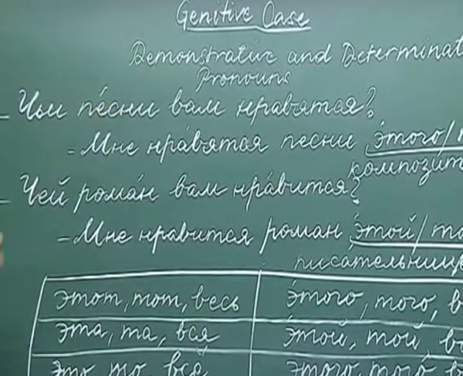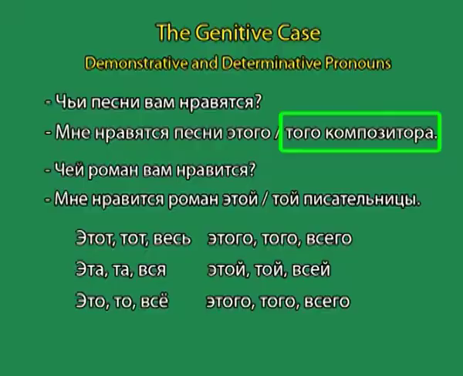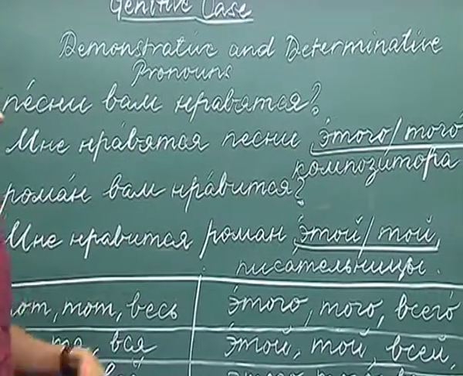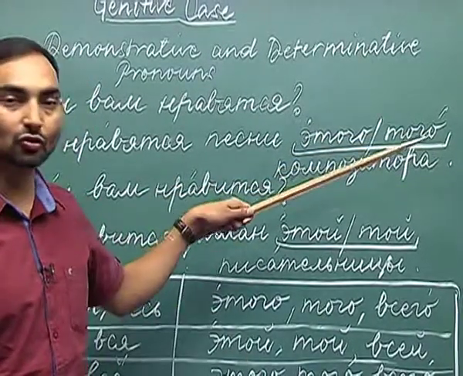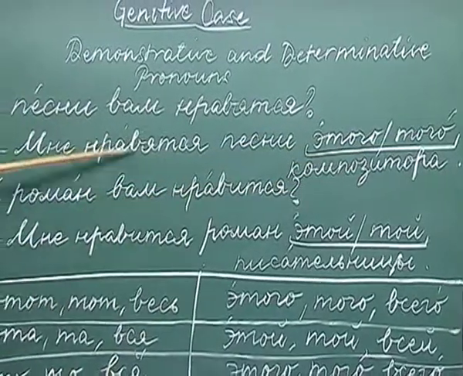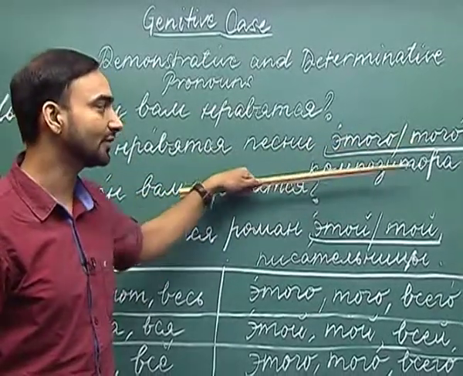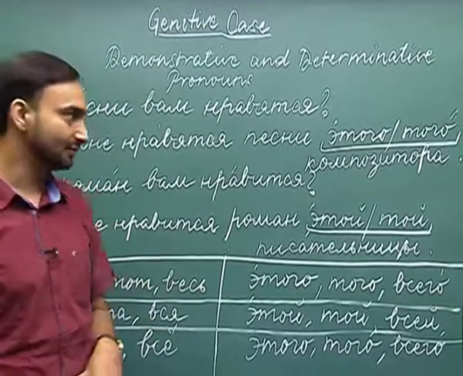How will you answer this question? Мне нравятся песни этого или того композитора. See, этого comes from the demonstrative pronoun этот and того comes from the demonstrative pronoun тот. So этот is this and тот is that. So, I like the songs of this or that composer. Композитор is composer, the one who composes music.